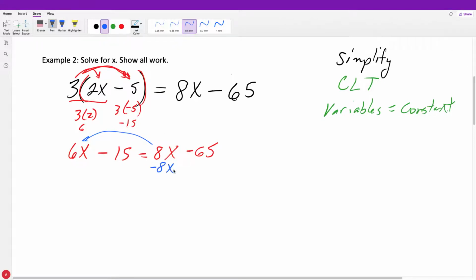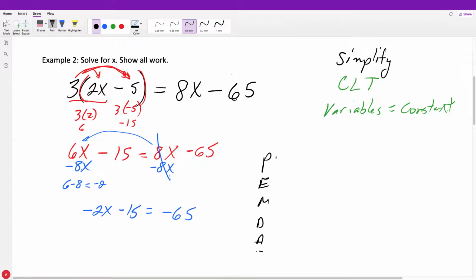So to move a positive 8x, I need to subtract. Well, this gives me 0 and 6x minus 8x. So 6 minus 8 is negative 2. So it gives me negative 2x minus 15 is equal to negative 65. Now that I've isolated it down to here, I'm now going to solve it like we've done in a lot of other questions.